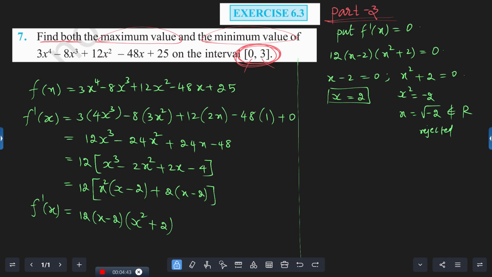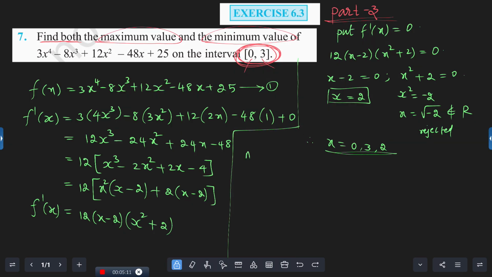Not only the x value 2, the end points of the interval also, 0 and 3, are x values. So x is equal to 0, 3, and what we got, 2. This 3 is an x value. Now all these 3 values you take and substitute in the question function, f of x. Then you will get which is the big value and which is the small value. Okay. Now let me substitute here.